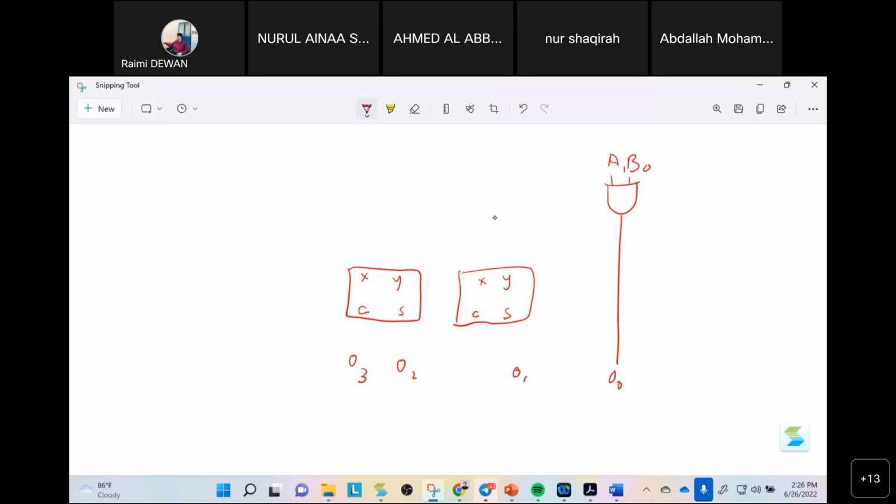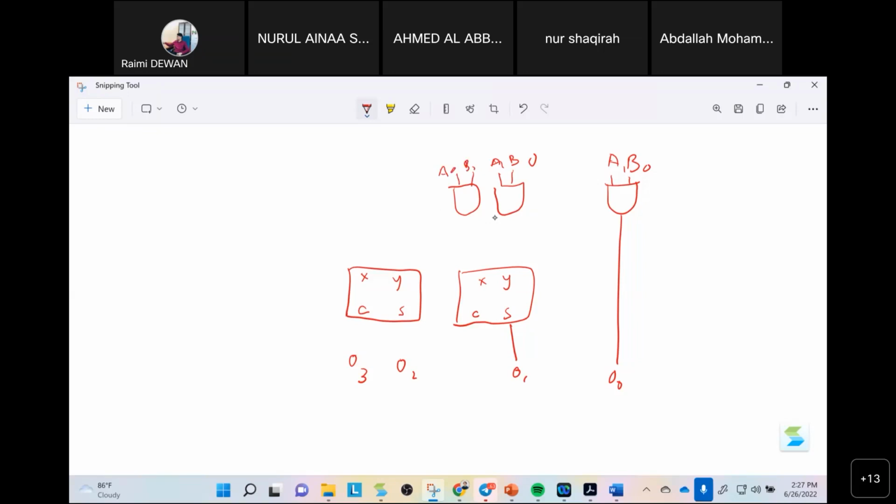Next is how to get output 1, directly from your sum. To get output 1, it is actually a combination of two literals from just now. So you have another AND gate here for A1 and B0, and the other one is A0 and B1. So you have two here.